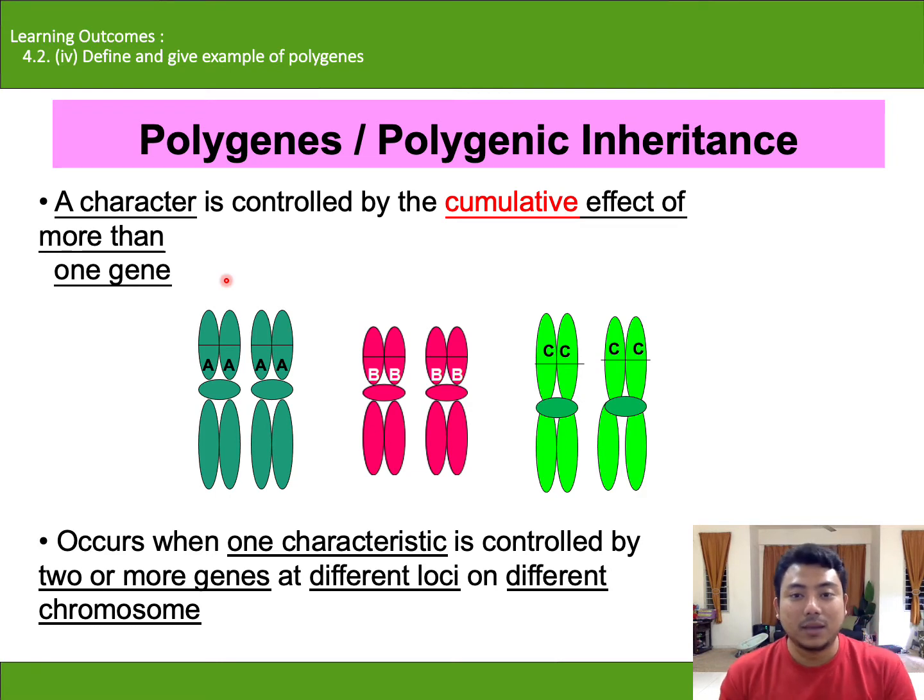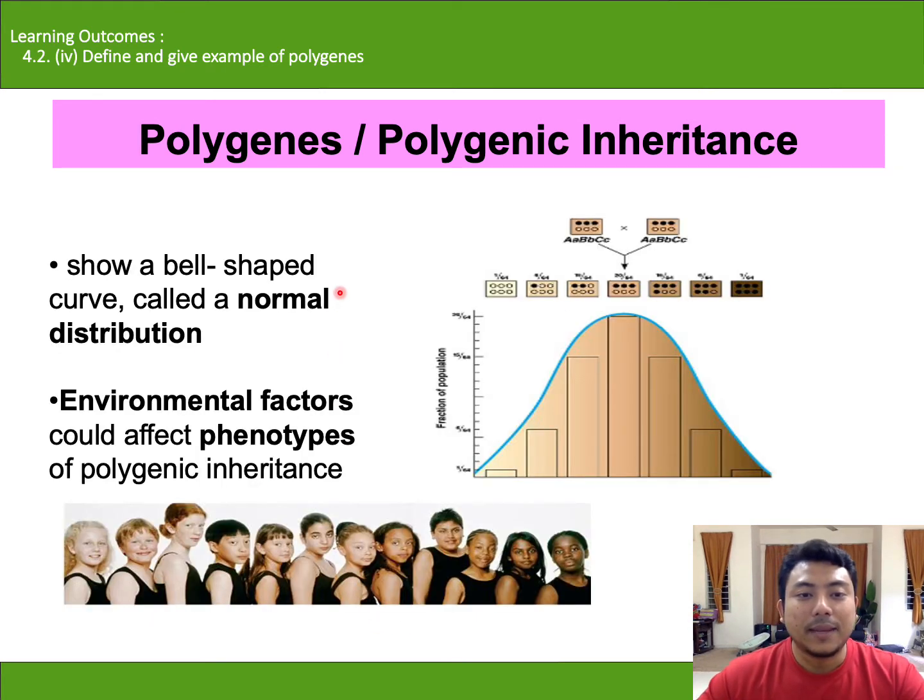Poly means many, or banyak. So in this case, we have three genes that will determine one single characteristic. It occurs when one characteristic is controlled by two or more genes at different loci on different chromosomes. The main example in our syllabus is skin color. It will show a bell-shaped curve called a normal distribution, and environmental factors could also affect the phenotypes of polygenic inheritance.